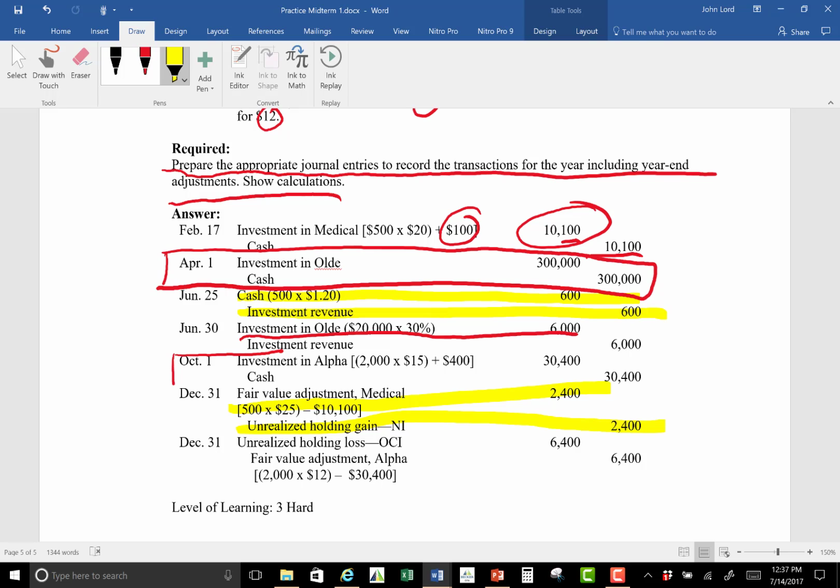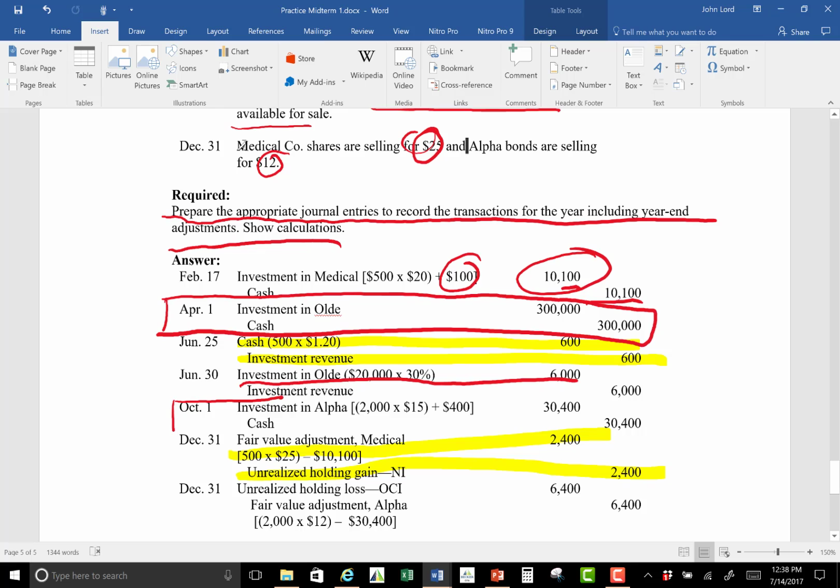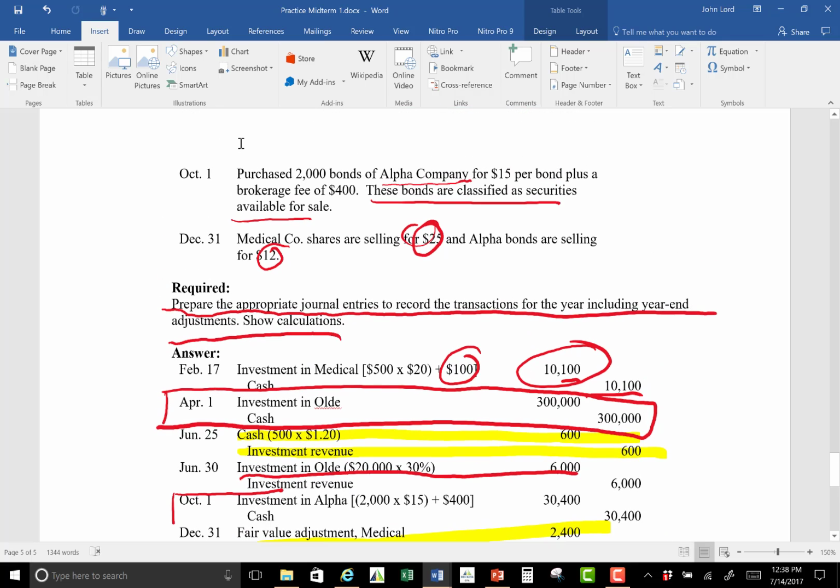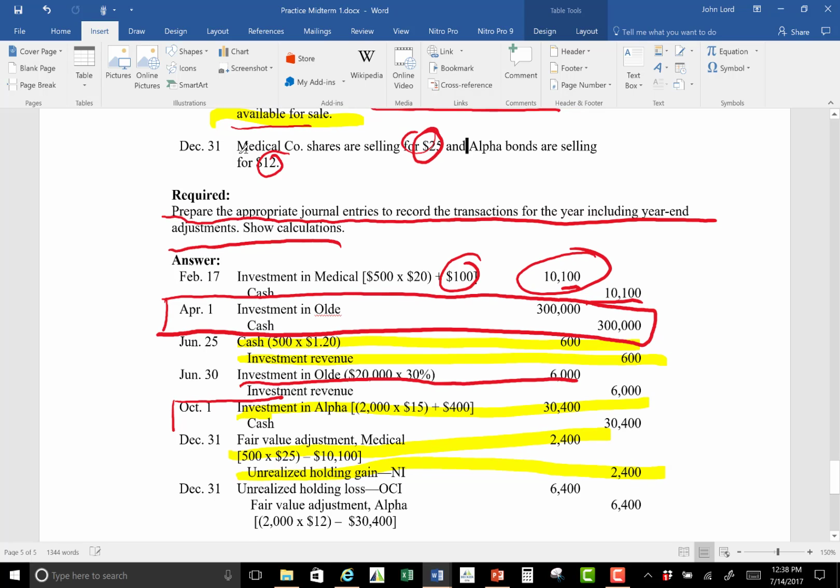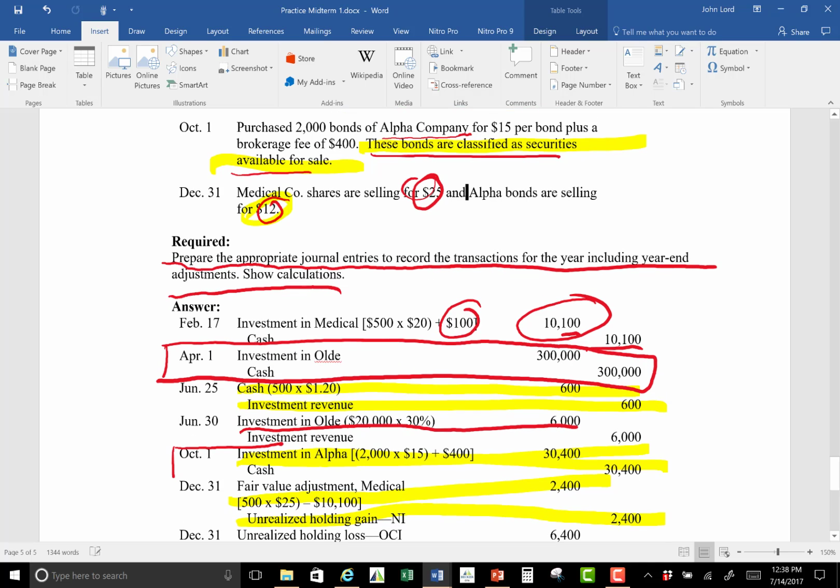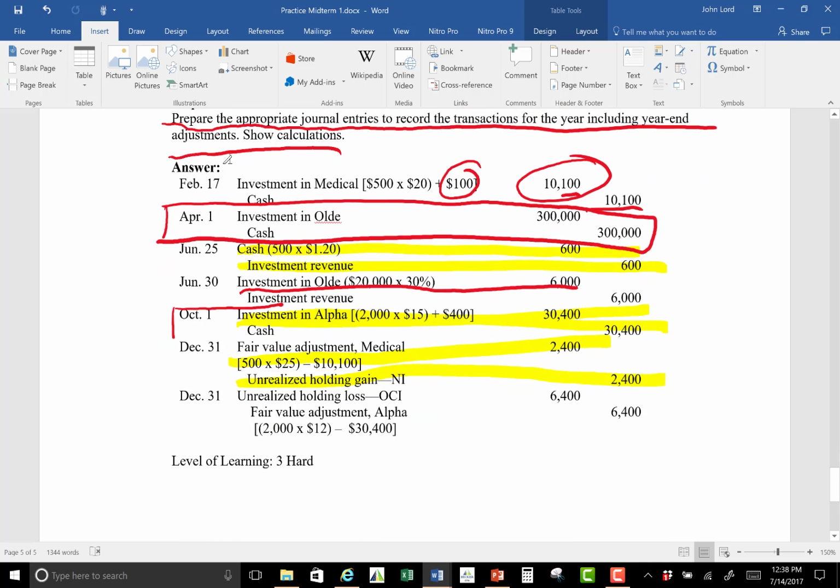For that last investment, Alpha Company, they told us it's what? Available for sale. And we purchased them on October 1st for $30,400, didn't we? But now they're trading at $12 a share, aren't they? So it's what we originally bought them for, the $30,400, and we're subtracting that off of what they're selling for now. And so this one has lost some value. So we credit the fair value adjustment for that, and we debit unrealized holding loss, and that is OCI because it's available for sale, right?